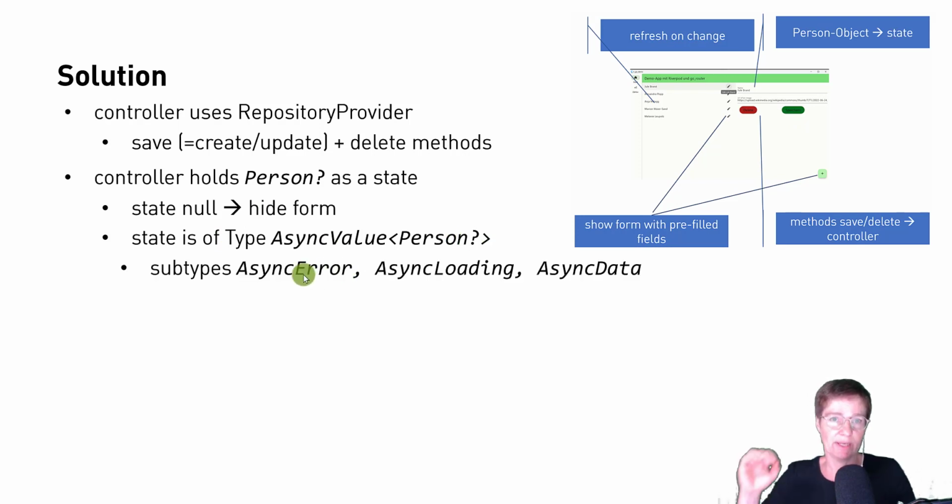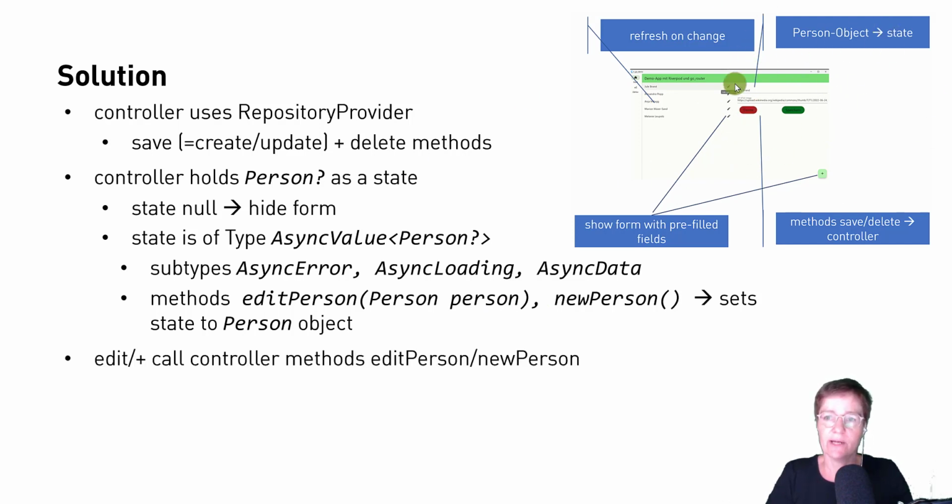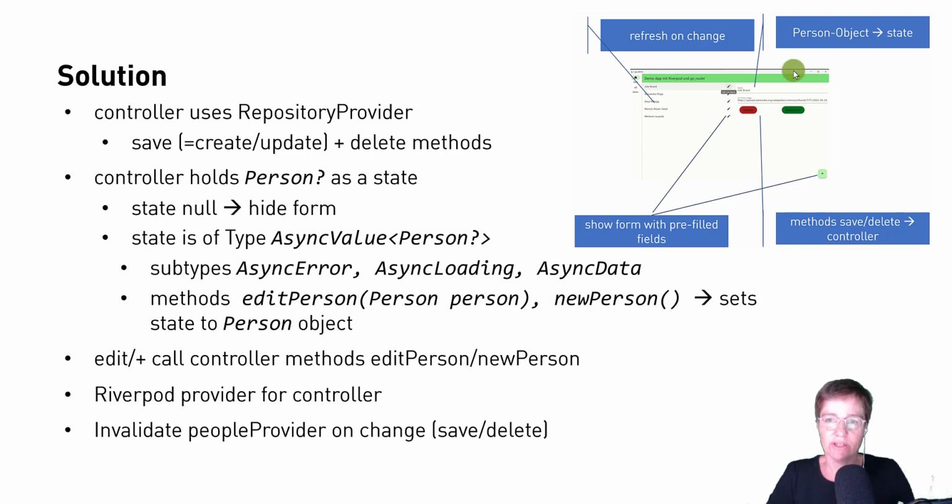Doing so, we are able to handle errors of the backend, loading, and the data itself. And we will implement methods like editPerson or newPerson, which set the state of this controller class accordingly. So whenever I press a button here, or the plus button, those methods will be called. And hence, of course, the controller must be provided. So we will use Riverpod to provide this controller. And in case of any changes, to force a refresh of this list, we will invalidate the people provider.